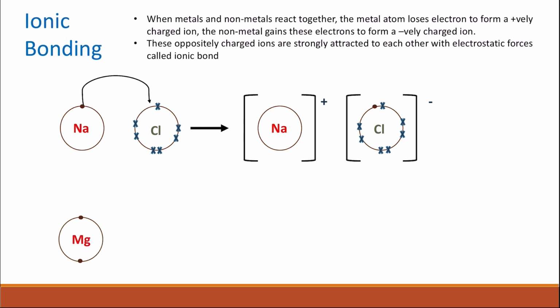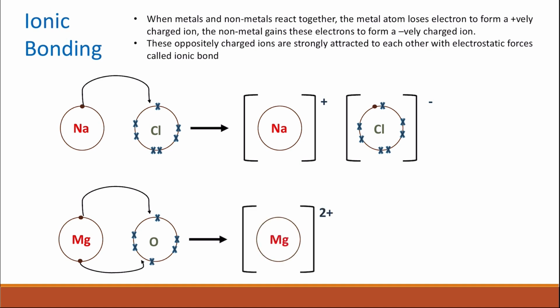What about something like magnesium and oxygen? Magnesium is one of the group 2 elements and it has 2 electrons in its outer shell. It tends to lose these 2 electrons. Oxygen, on the other hand, is one of the group 6 elements and it has 6 electrons in its outer shell. It will gain 2 electrons. So magnesium can lose these 2 electrons and give them to oxygen, so both of these will have a full outer shell of electrons. The ionic compound will be magnesium ion with a 2 plus charge, and then the oxygen with a 2 minus charge.